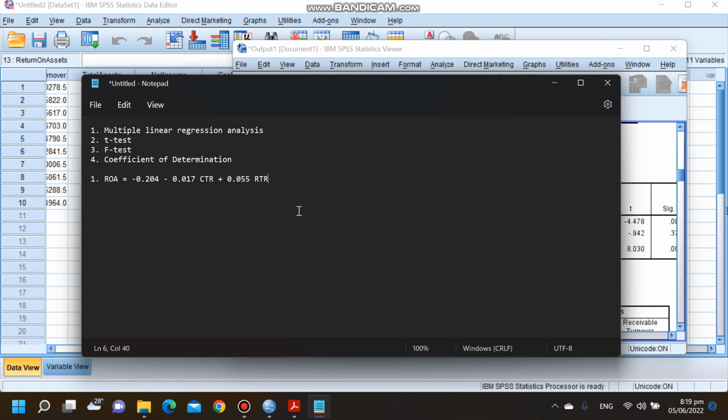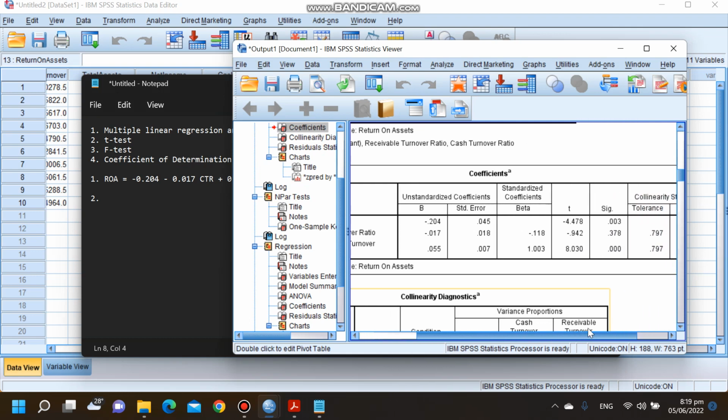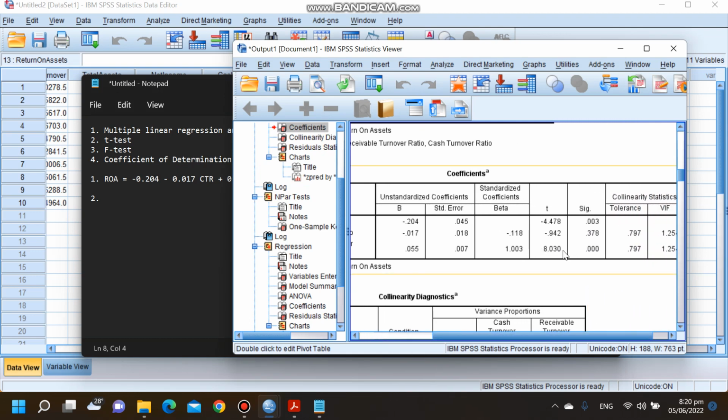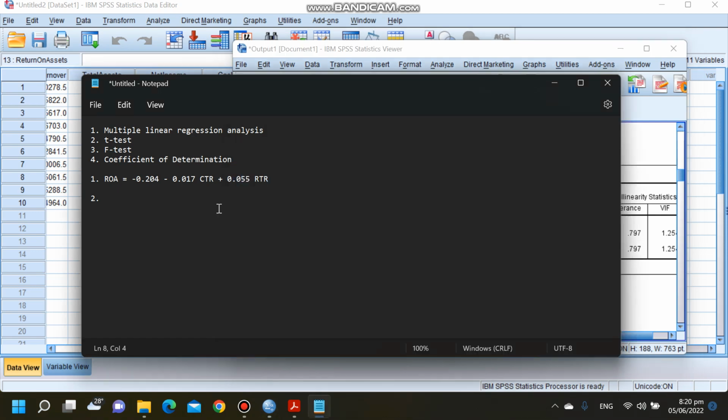Okay, so the second one is about the t-test. So we still use the same table for the t-test, just that we'll focus on the t column and the p value. So if the t count is more than the t table and the p value is less than 0.05, then it is significant.